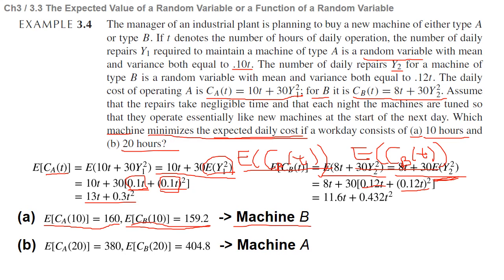And for problem B, we get the cost for machine A as 380, and for machine B 404.8. So machine A has lower cost. So in this case, we choose machine A. Okay, that's all for now.